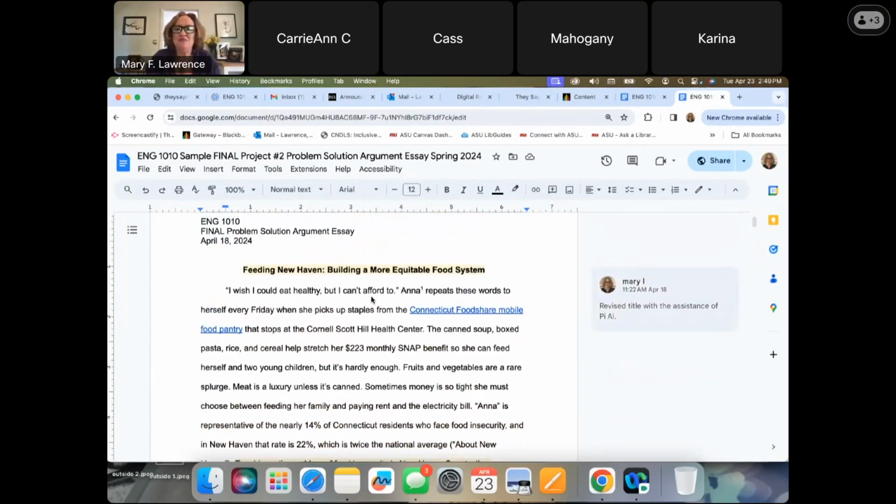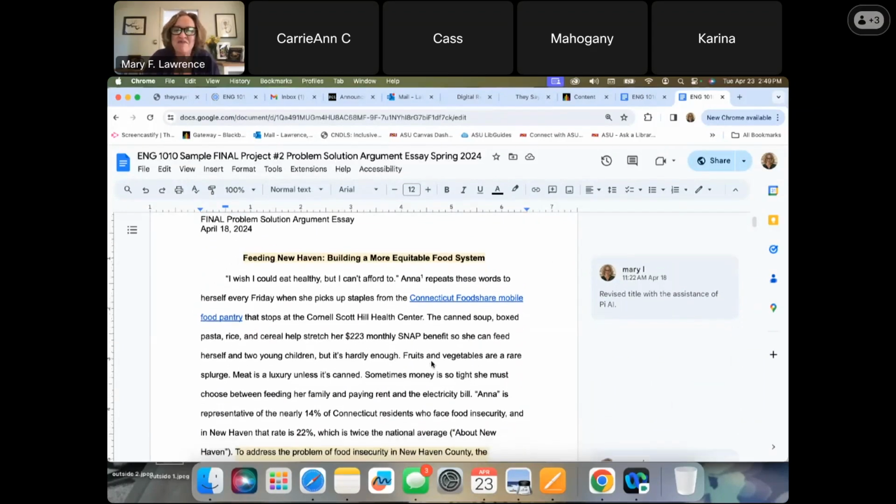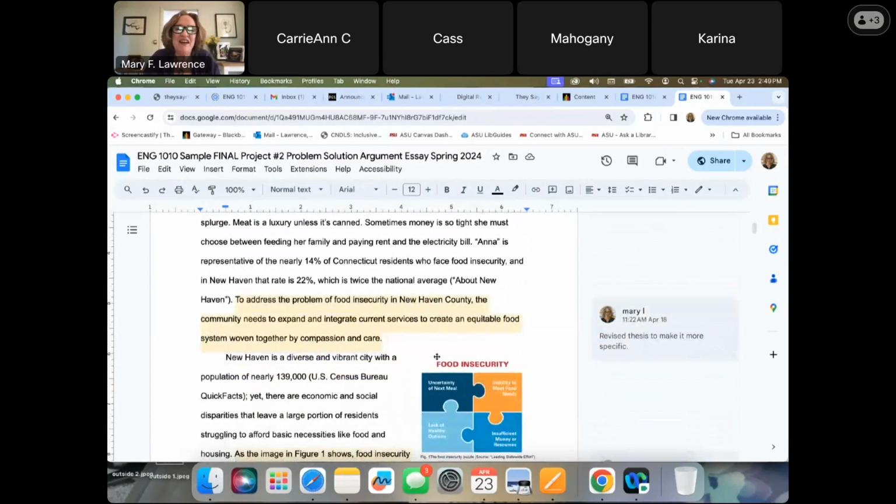Cass, go ahead. This is a bit of a silly one, but I was planning on including a photo that I took for the assignment or essay. How would I go about sourcing it? Oh, so then the source, you could just put your name. Okay. And that's fine. And I'm glad that you want to include an image that you took. That's exciting. And not a crazy question. That was a good question.